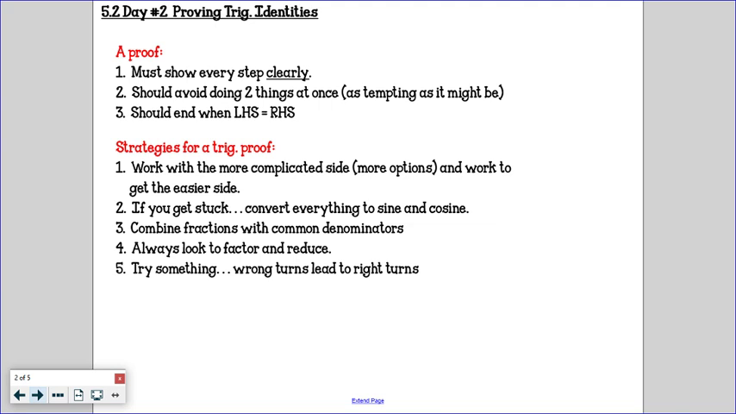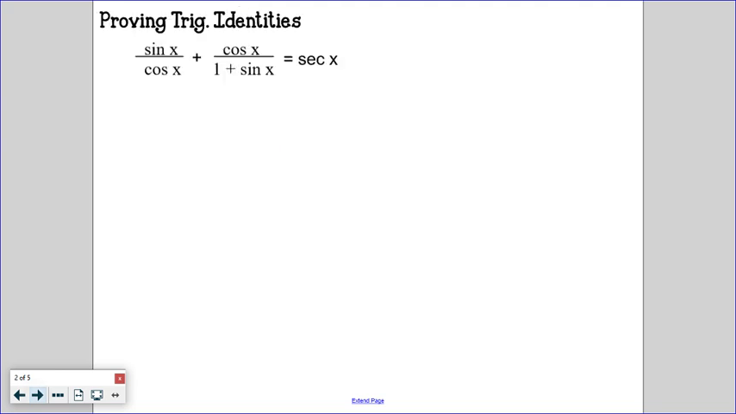Strategies: I would pick the more complex side and work to match the easier side. If you get stuck, try going to sines and cosines. It's typically easier to go from something that is separated to a single fraction than to separate fractions, but we can do it. I can show you how. Look to factor. That is something we haven't done a lot of. We'll look at one like that today. And just try something, start somewhere, and go from there. Sometimes that'll lead to something, sometimes you have to start over, trial and error.